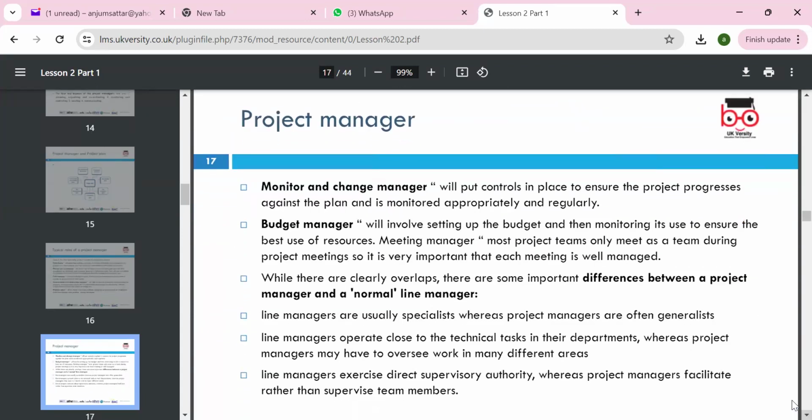We can look around the project manager as monitor and change manager. We can look around the budget manager, who makes the budget and keeps to it. We can look around the project team meeting the project duration. We can look around the difference between project managers and normal line managers.